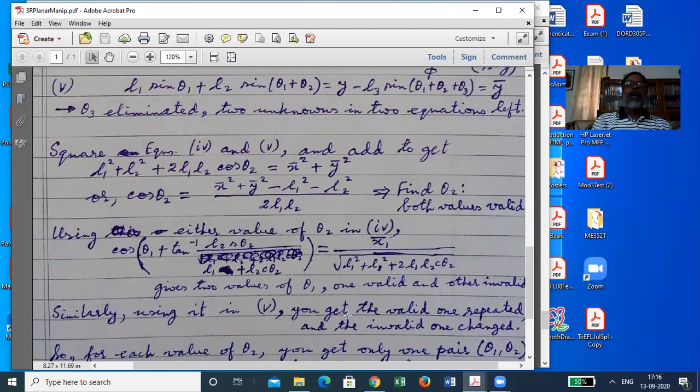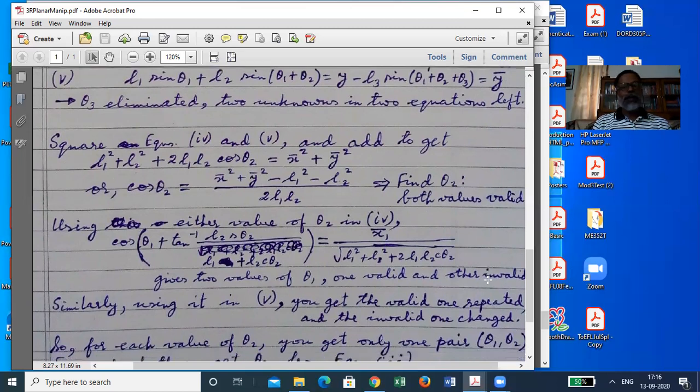So you can determine it from one of the equations, taking the other. Now that means for every value of theta 2 that you have got from here, you will get only one validated correct theta 1 value. So only one pair, theta 1, theta 2. And for the other value of theta 2, you will get another theta 1. So there will be two pairs.